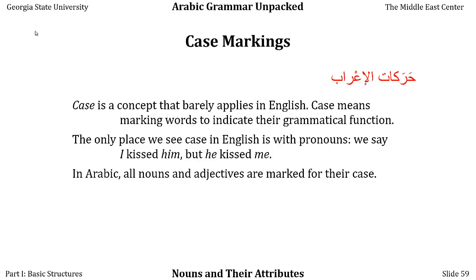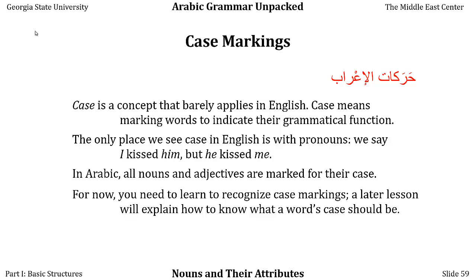For right now, all we want to do is to understand that all nouns and adjectives in Arabic are marked for their case, and how to recognize which particular markings go with which particular case. Later on, in a later lesson, we will explain how to know what case a given noun or adjective is in. In modern standard Arabic, the case system is mostly redundant, so it's not the single most important thing for you to learn right away. We're going to kind of pick it up as we go along. A later video will explain the basics, which are really fairly simple, and then a lot of the details get kind of complicated, and we'll introduce those as we go along.